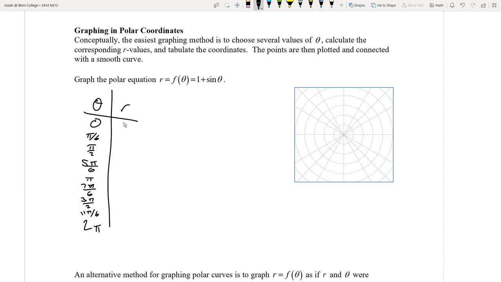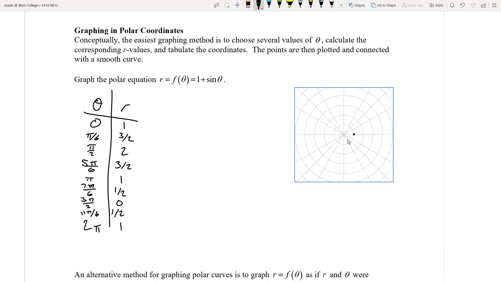Right, so at 0, we get 1 plus 0 is 1. 1 plus 1 half is 3 halves. If we have pi halves, it's 1 plus 1, we get 2. 5 pi over 6, we get 3 halves again. Pi makes sine of pi 0, so we get 1. Then we start subtracting, right? 7 pi over 6 gives us a negative 1 half. 3 pi halves, we get 0. 1 minus 1. 1 half again. And then we complete the period. We should get 1.